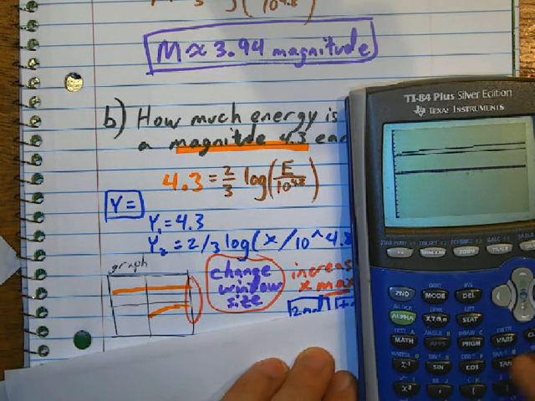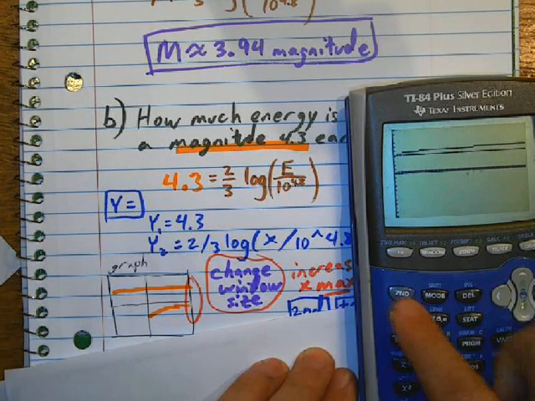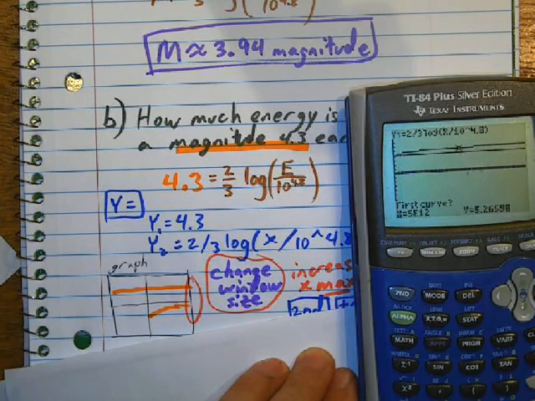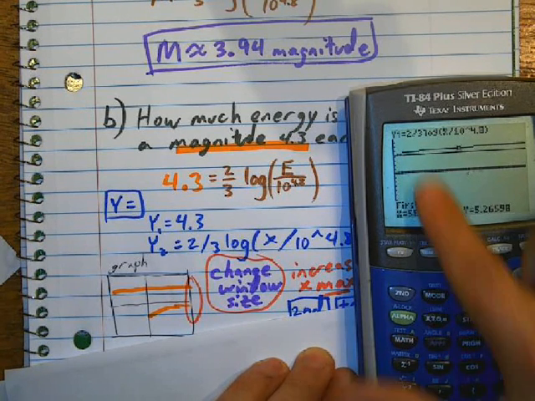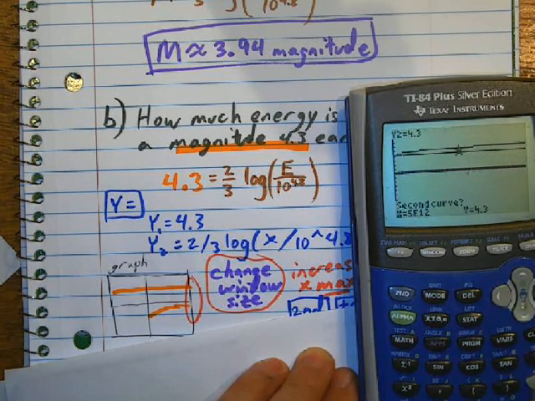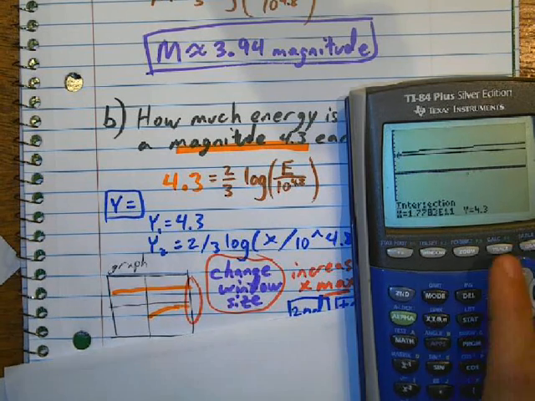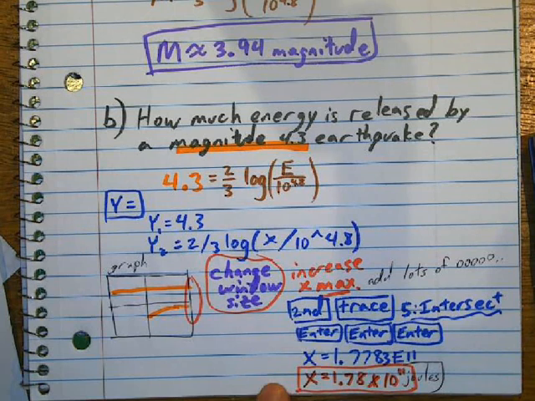So if I want to find out where they intersect, I have to hit second trace, and then I'm going to go down to 5, and it says first curve, and it's got the long equation. I hit enter. It says second curve, and it's got the 4.3. I hit enter. It says guess, and then we get an answer of 1.778. Okay, so here are the steps, and this is the value of x. And I'm only assigning a couple problems like this, and you should be ready to go.